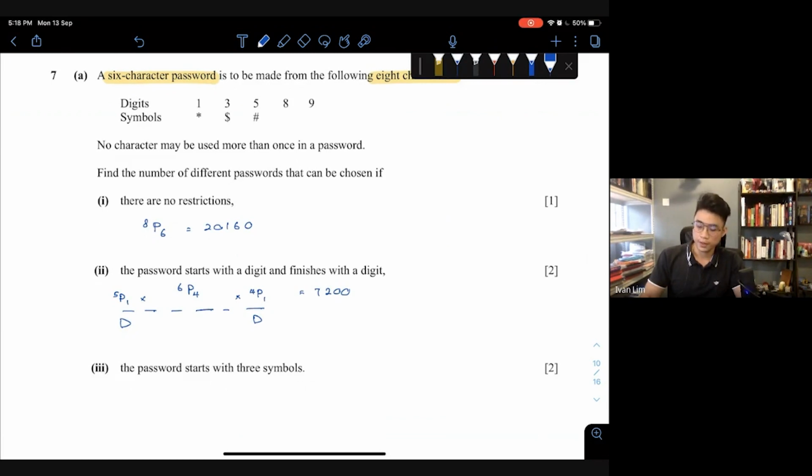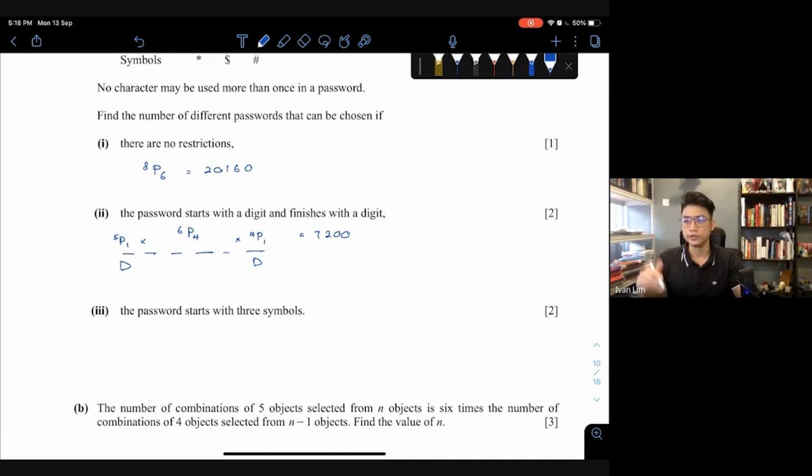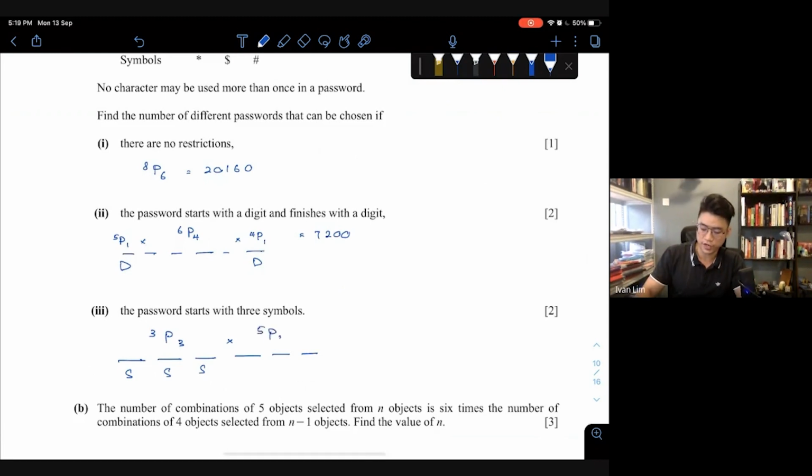Okay, question 3. The password starts with 3 symbols. So symbol, symbol, symbol. The other 3 do not necessarily need to be digits, so they can be anything. Oh wait, there are no other symbols left. There's 3 only. So 3P3 for this first part. Then over here are digits, which you have 5 more of. 5P3. So 3P3 times 5P3, you'll get 360.